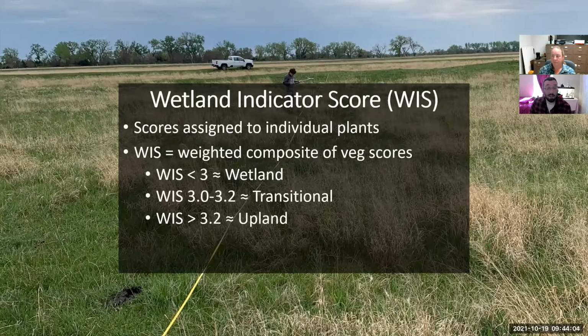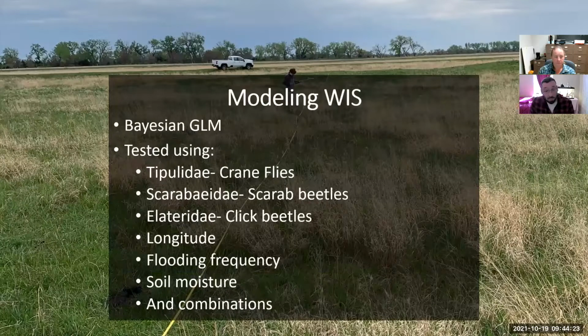So once you do this calculation, you get a number, and if that is less than 3, you're probably in a wetland ecosystem. If it's about 3.0 to 3.2, it's more of a transitional type of ecosystem. And if it's greater than 3.2, you're usually more in an uplandy ecosystem. So, like I said, trying to predict that variable based on the communities present.